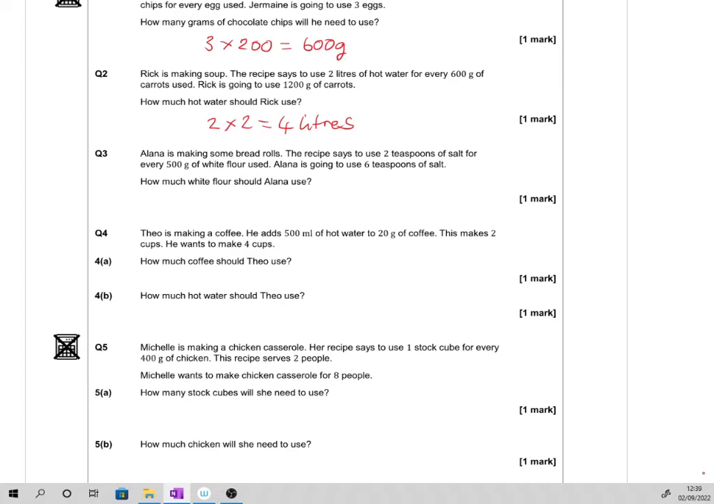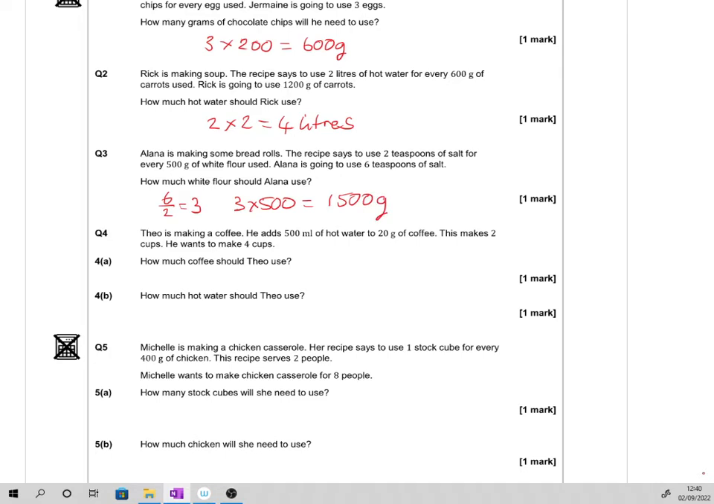Alana is making some bread rolls. The recipe says use 2 teaspoons of salt for every 500 grams of flour. She's going to use 6 teaspoons of salt. So how much flour? So I suppose we could do this. 6 divided by 2 equals 3. So she needs 3 times as much. So she's going to use 3 times 500 grams, which is 1500 grams of flour.